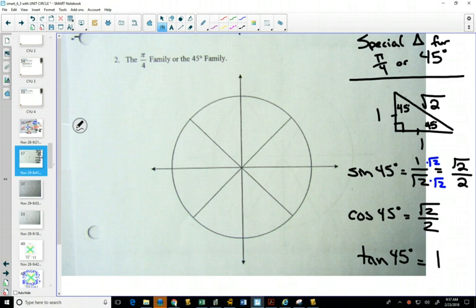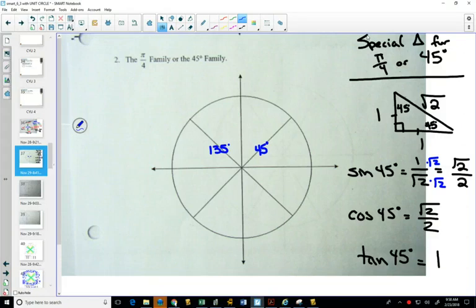So now what we're going to do is go back to color coding, starting with degrees. This is your 45-degree family. What that means is your reference angle for each of those angles is 45 degrees. So if my reference angle is 45 degrees, it's pretty obvious that this one in quadrant 1 will be 45 degrees. If my reference angle is 45 degrees, can you see that this is 135 degrees?